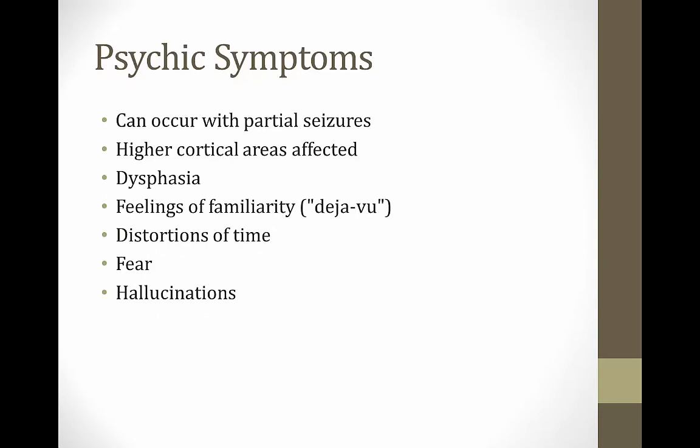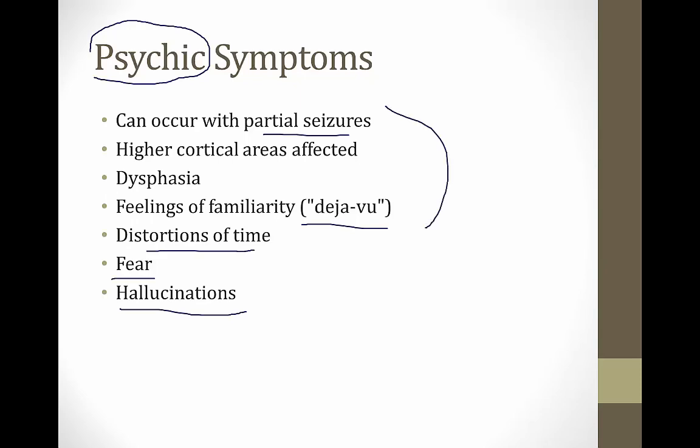Some patients with seizures get what's called psychic symptoms, and this can occur with partial seizures in particular. And the higher cortical areas of the brain get affected, so patients may have dysphagia and trouble speaking. Sometimes they get this eerie feeling of familiarity of their surroundings, and they describe it as deja vu, like they've been somewhere before. They can get distortions of time where they're confused about where they are. They can suddenly become afraid, or they can even hallucinate. So all these may look like symptoms of some type of psychic disorder, but they can be symptoms of a seizure disorder.